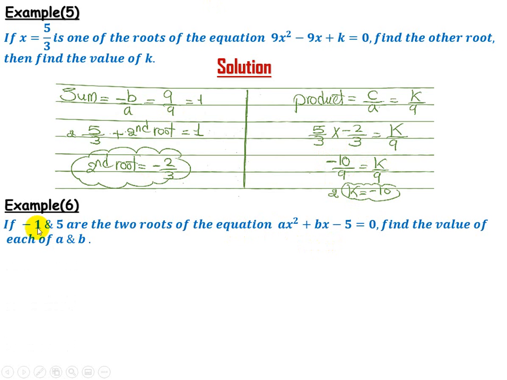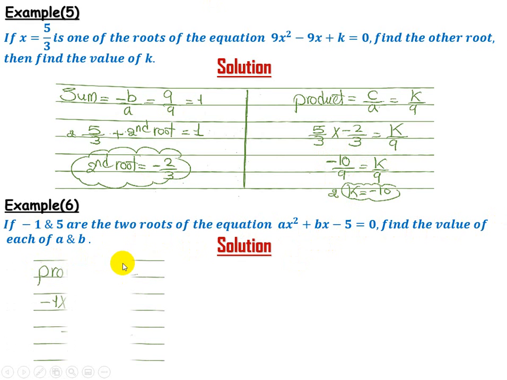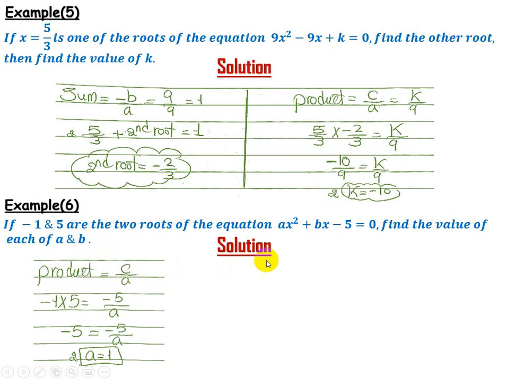Exercise number 6. If negative 1 and 5 are the two roots of the equation ax squared plus bx minus 5 equals 0, find the value of each of a and b. We have here the product of the roots equals c over a, which means negative 5 over a. And the two roots are negative 1 and 5, so negative 1 times 5 is negative 5, equals negative 5 over a. So from here a equals 1.